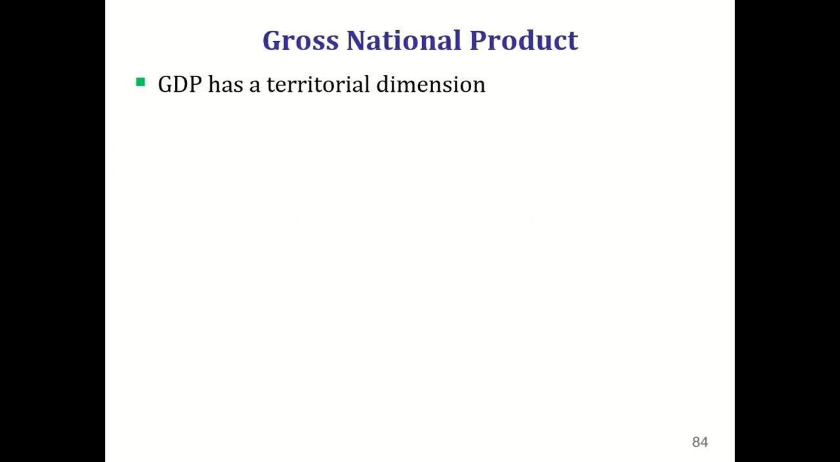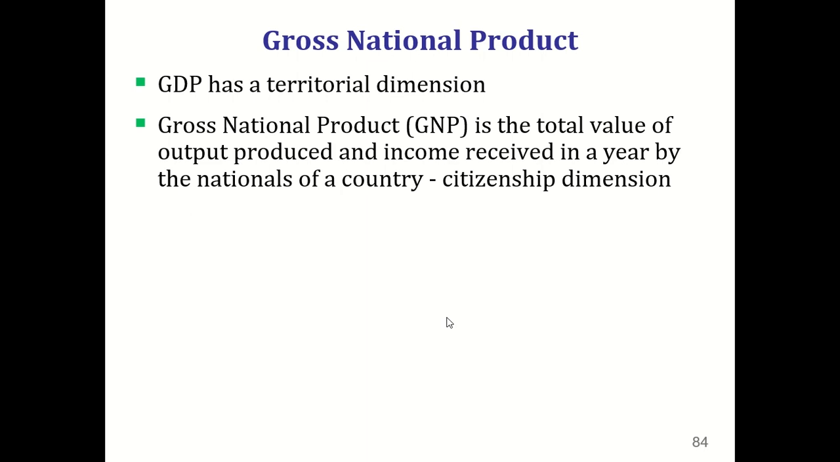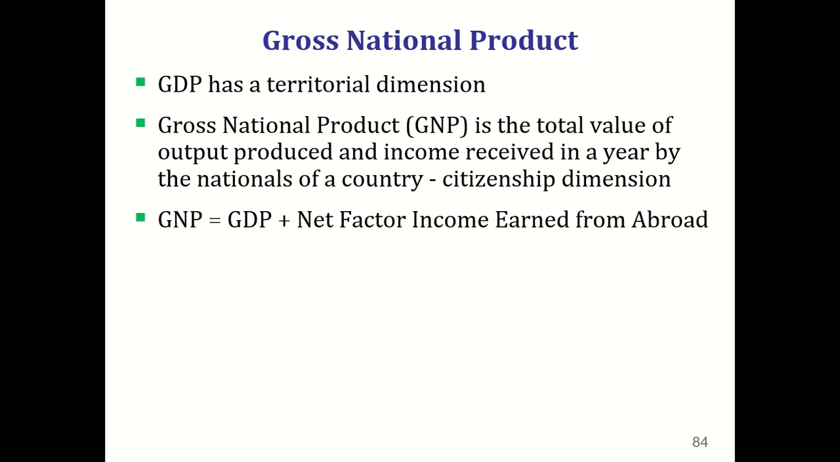Now, GNP measures the total value of output produced and income received in a year by the nationals of a country, the citizenship dimension. But this is only referring to the wage component of it. But we know the other components of income, like interest, rent, and profit, also have a bearing on the GNP. So to take care of the different forms of income, we use the phrase net factor income from abroad. When we add the GDP plus the net factor income from abroad, we get the GNP.